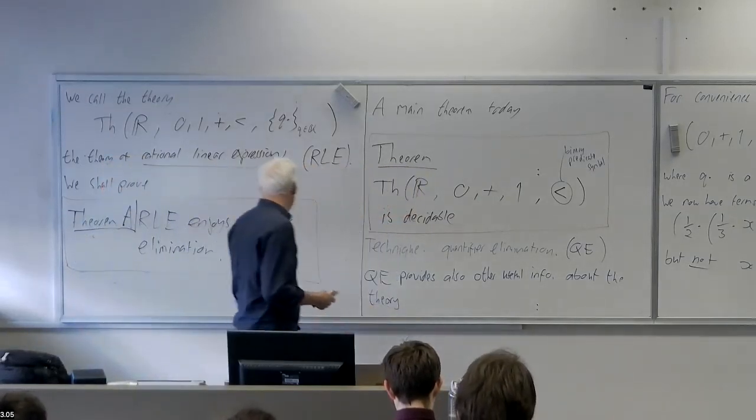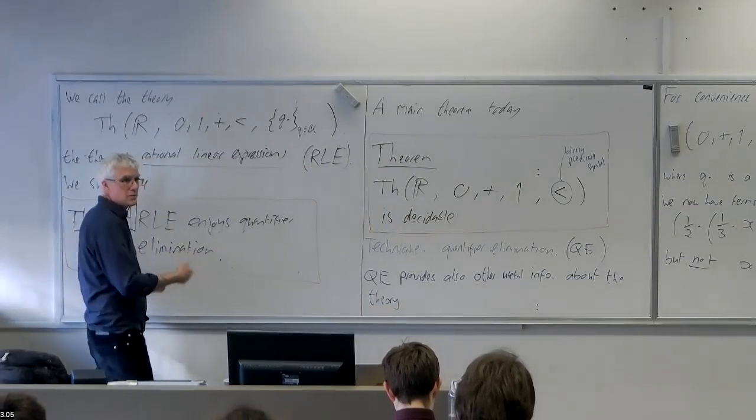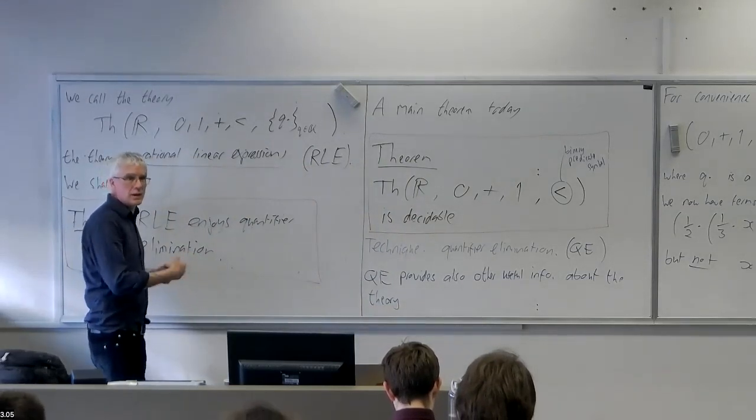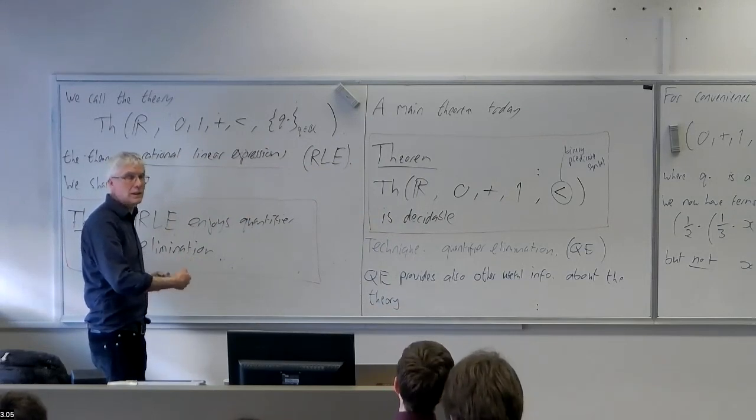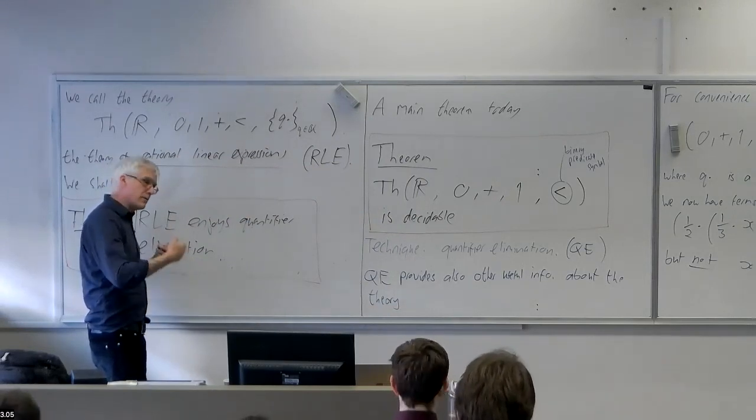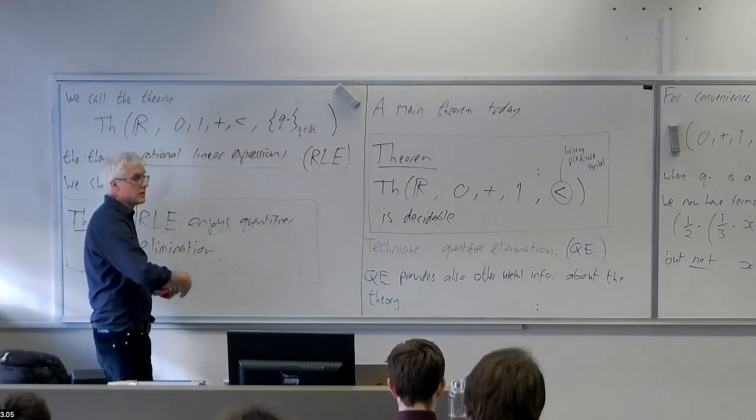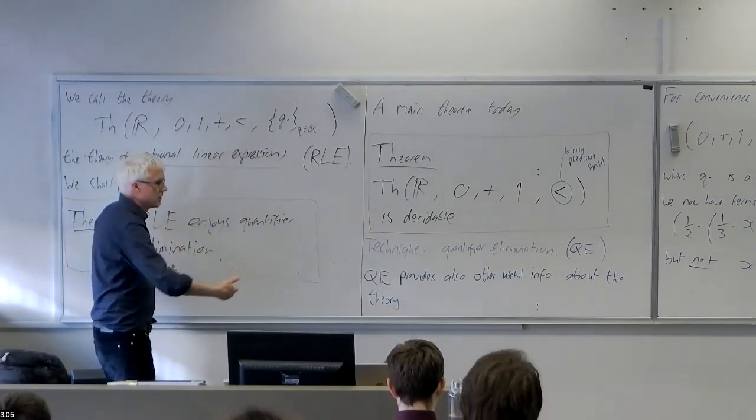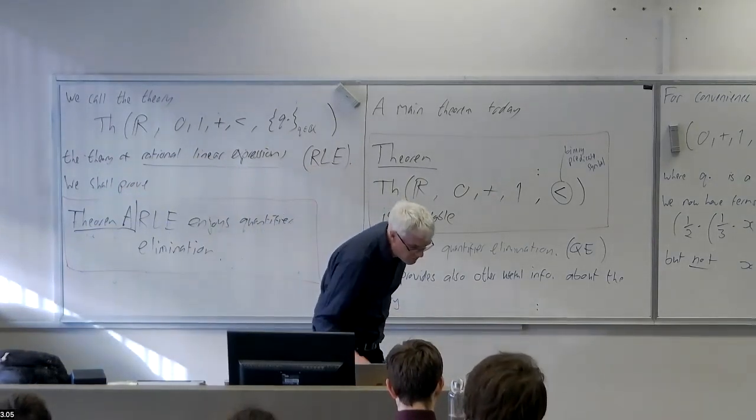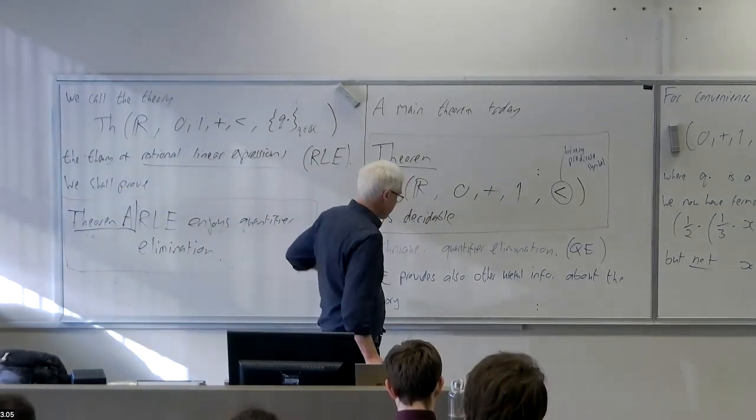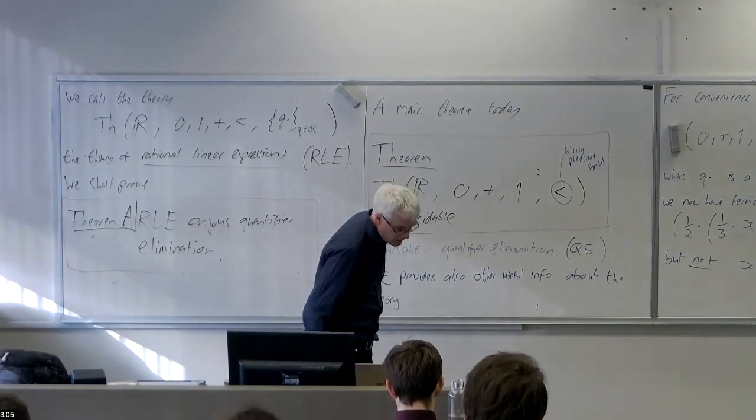So we had this criterion last week that a theory enjoys quantifier elimination if and only if quantifiers are eliminable from every formula that's an existential quantifier over a conjunction. We're going to have a slightly improved version of that result, which will be useful for application in this case.